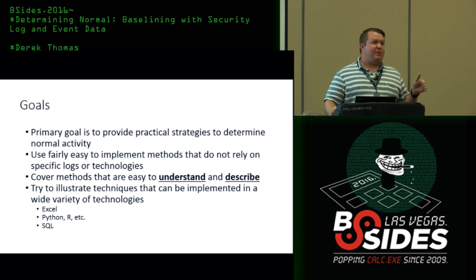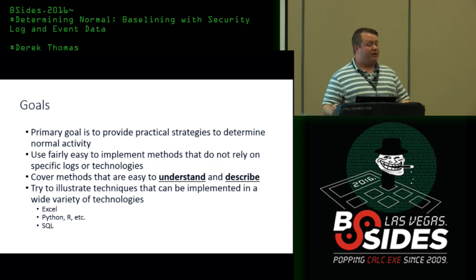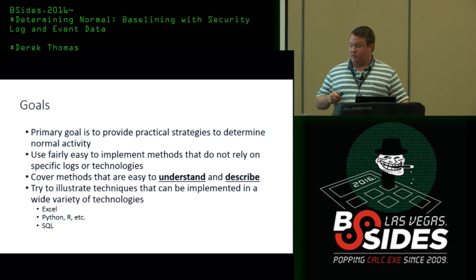So we're going to cover methods that are easy to understand and describe. That's really the goal. This is straightforward, but you need to be able to describe this to the stakeholders in your organization and say, why is this important and what's going on? There's some really cool stuff with deep learning, but to describe that to clients or management, how are you going to do that? Sometimes things are perceived as a black box. So hopefully this is one way that you can easily illustrate anomaly detection techniques. Like I said, this can be implemented in Excel, Python, R, SQL, etc.